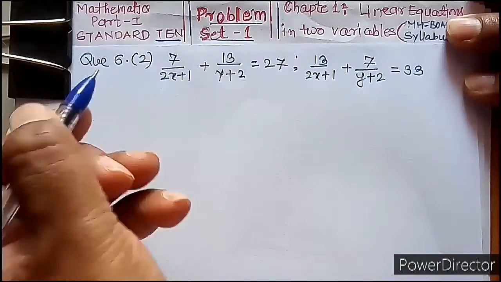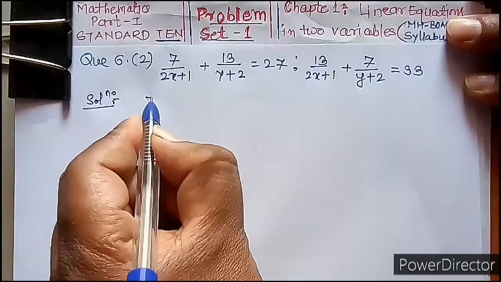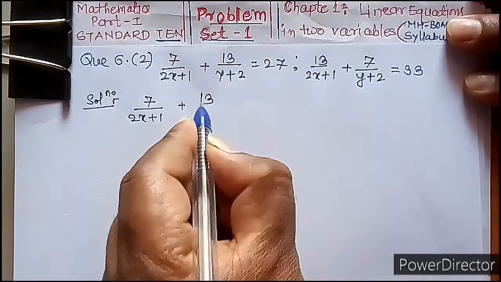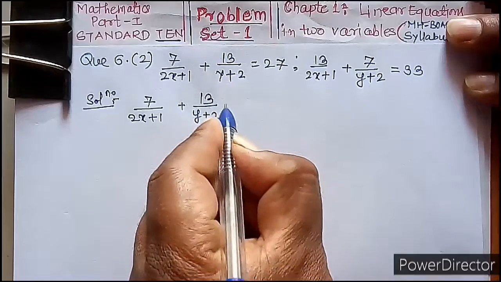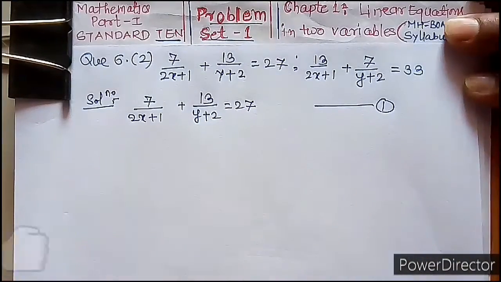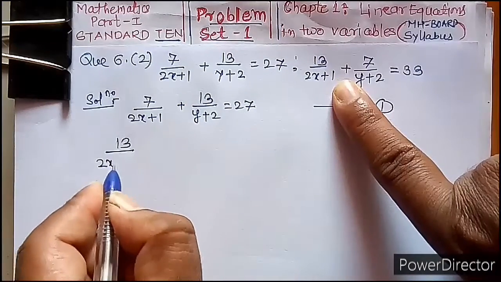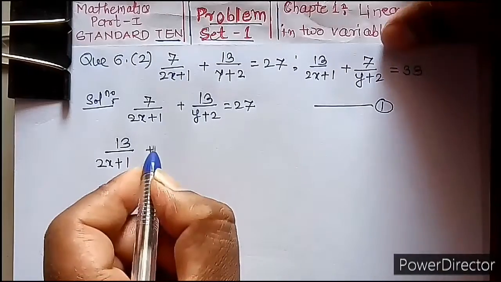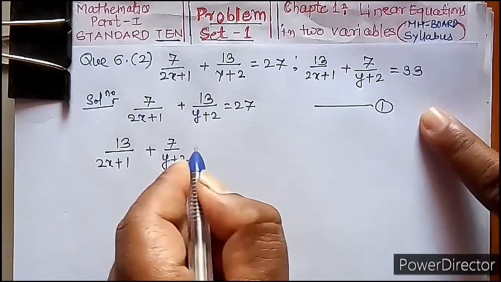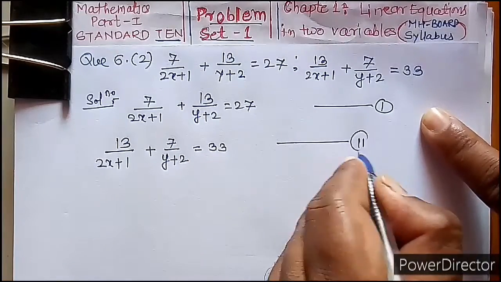Question 6 of question 2. Write down the solution part. The questions are, that is 7 by 2x plus 1 plus 13 by y plus 2 equals to 27 is the first equation. Write down here 1, and another equation, that is 13 by 2x plus 1 plus 7 by y plus 2 equals to 33. Write down here equation number 2.